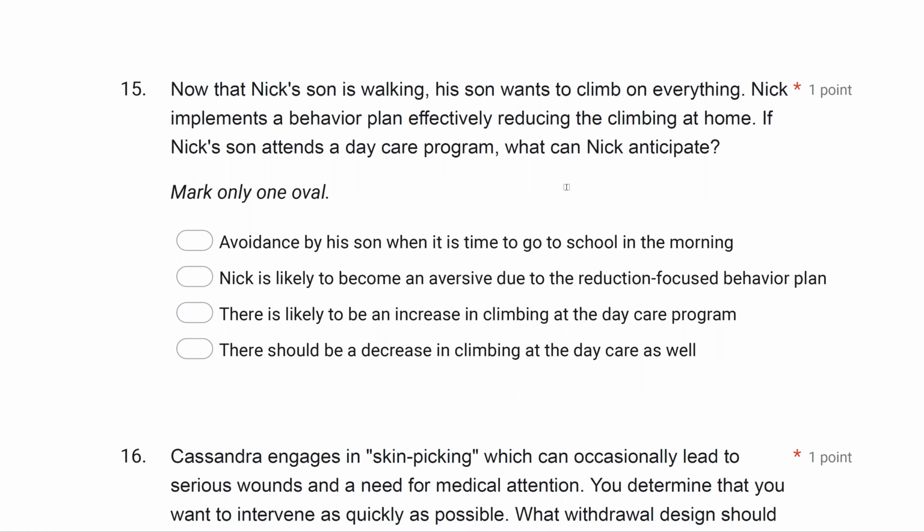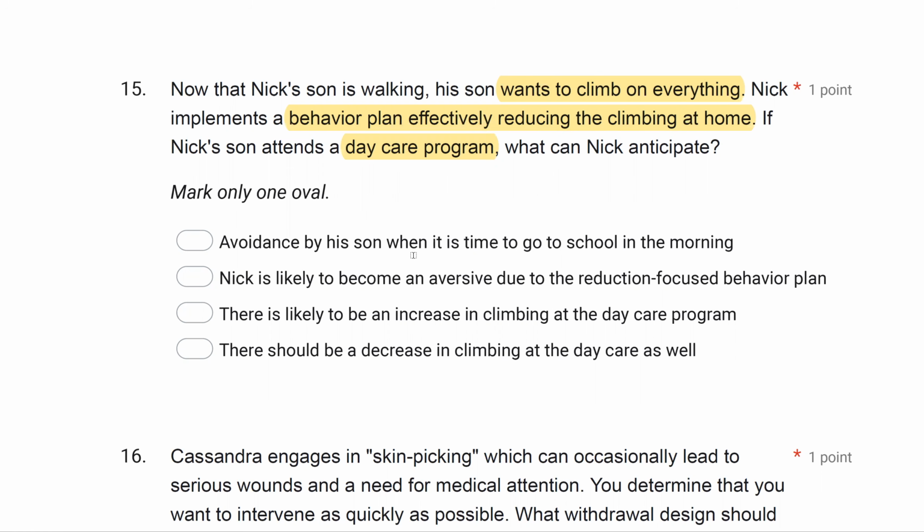So when you get an easier question, trust your training, trust your learning, trust what you know, answer it, move on. So to me, this looks like behavior contrast, textbook, right? Nick's son's walking, he's climbing on everything. Behavior plan reduces climbing at home. What's going to happen in the other environments if we don't change the plans? Well, behavior contrast. So at the daycare program, if climbing is reduced at home, what's going to happen to daycare?